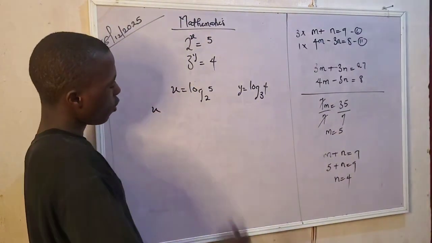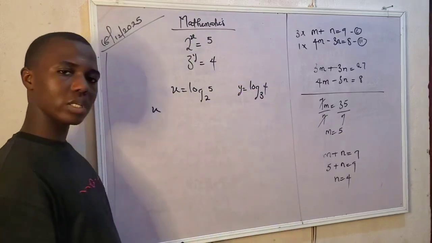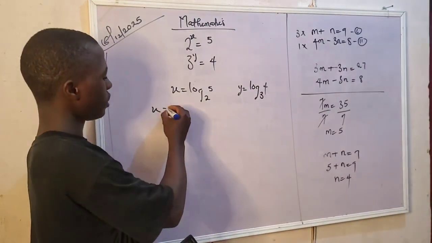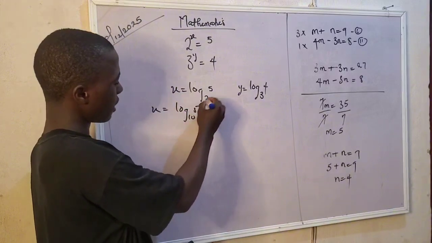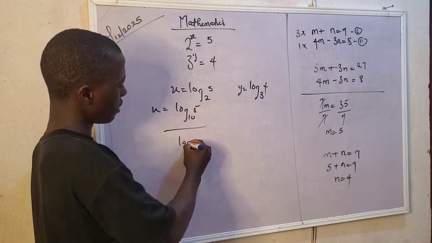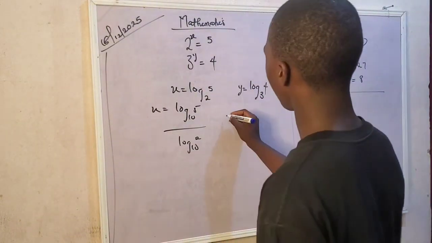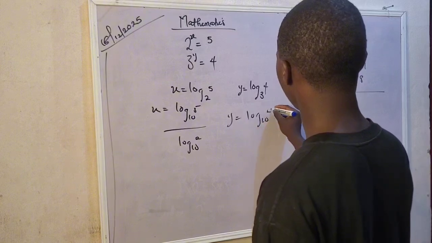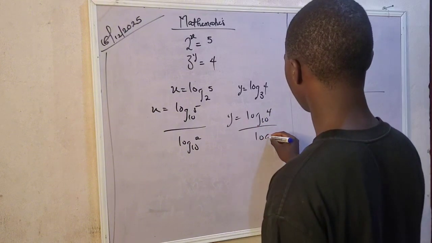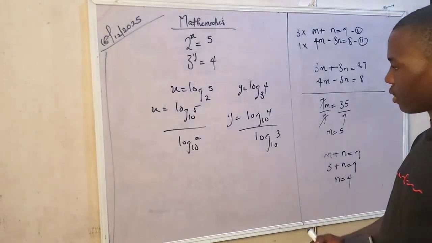What base will be suitable for us to work with for 2 and 5? I told you our log is in the base of 10. So we're going to change it now. This becomes log 10 of 5 over log 10 of 2. Also for this side, y equals log 10 of 4 all over log 10 of 3. So let's punch our calculator to get the answer now.